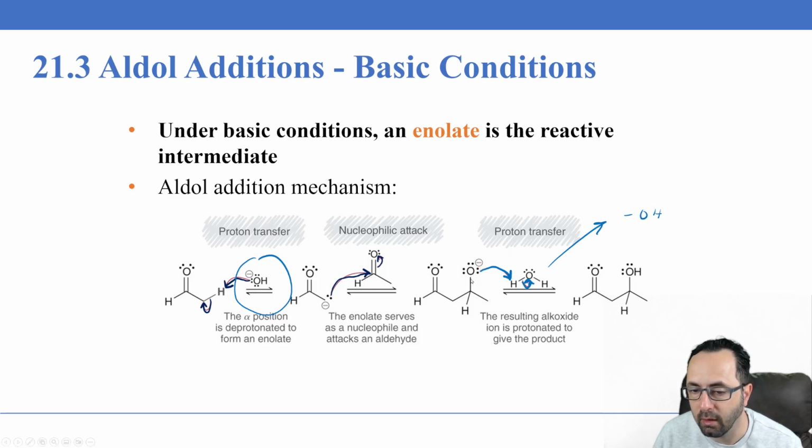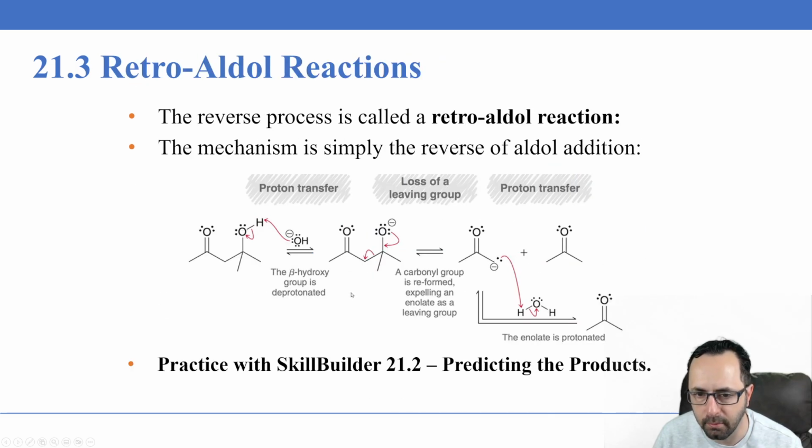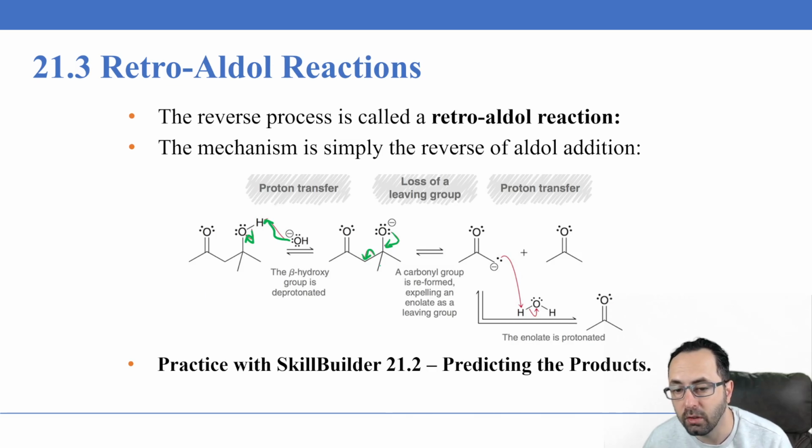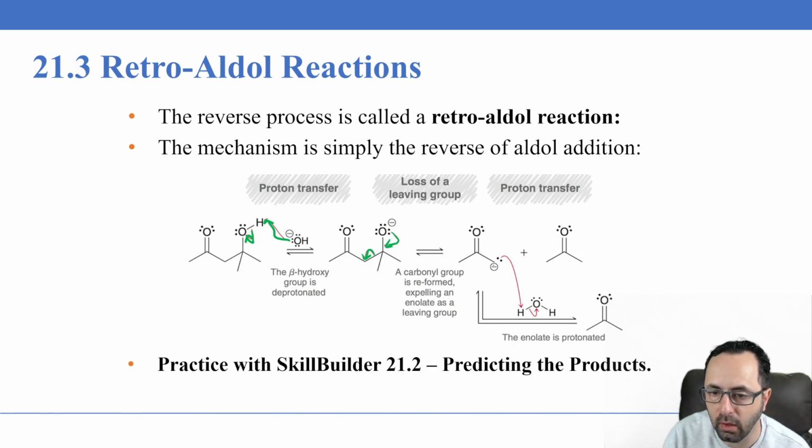We're going to deprotonate the alkoxide ion. We're going to end up with a loss of the aldehyde as a leaving group, and then we'll have a protonation of a carbanion. That's exactly what we see here. It starts off with a deprotonation of the alcohol group, giving us the alkoxide ion. Then that's followed up by the loss of the leaving group, just the reverse of the nucleophilic attack that occurred in the aldol formation.